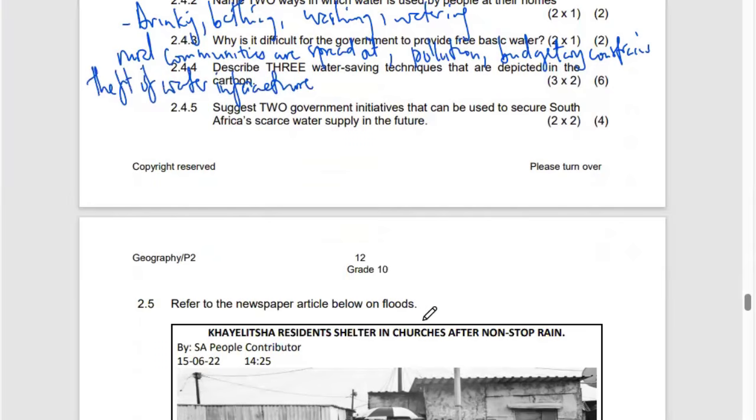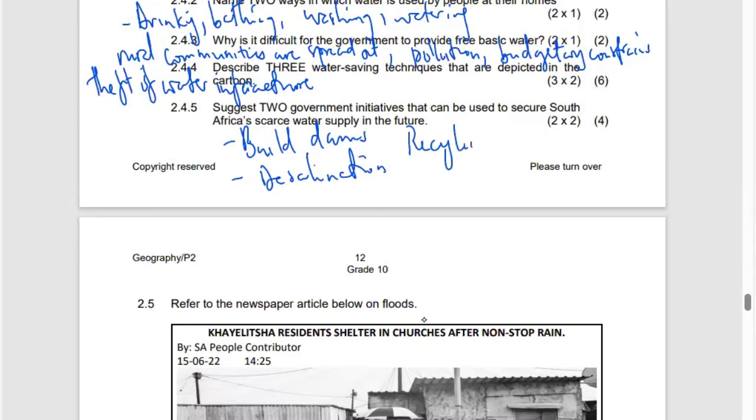Suggest 2 government initiatives that can be used to secure South Africa's scarce water supply in future. What can we do for South Africa? Let's build more dams for storage purposes. And also, what can we do? We can engage in desalination to use seawater so that we have enough water supply. We can also look at recycling water. It's advisable. We can also look at techniques like engaging in cloud seeding, to try and enhance the amount of rainfall.